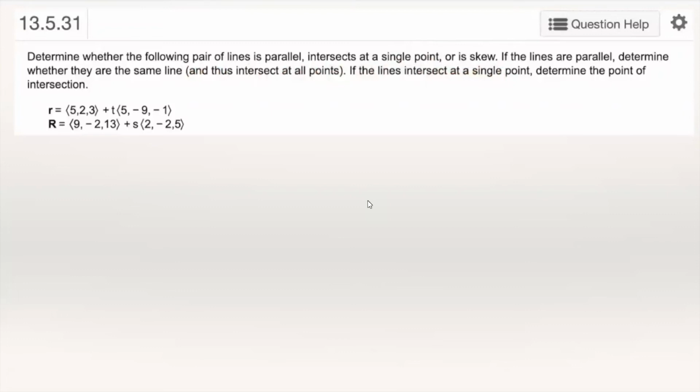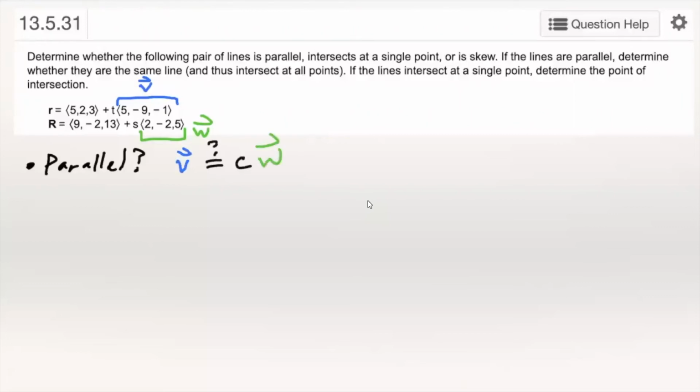So first, are these lines parallel? Well, remember that this is the vector v corresponding to the direction of that line. And this is the vector, we'll call it w, corresponding to the direction of that line. So what we want to ask is v equal, question mark, to c times w? That is two vectors being parallel.